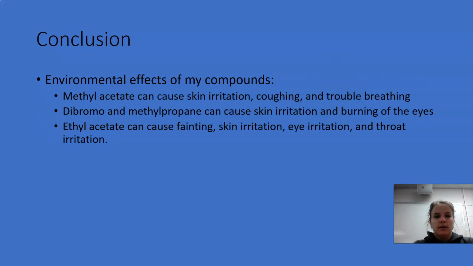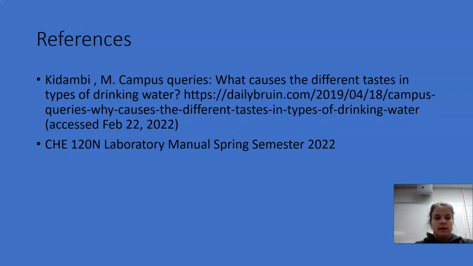So in conclusion, the unknown compounds that I found have different side effects, so that's why they wouldn't be safe. Methyl acetate can cause skin irritation, coughing, and trouble breathing. Dibromomethylpropane can cause burning of the eyes. Ethyl acetate can cause fainting, and then all the other same things.